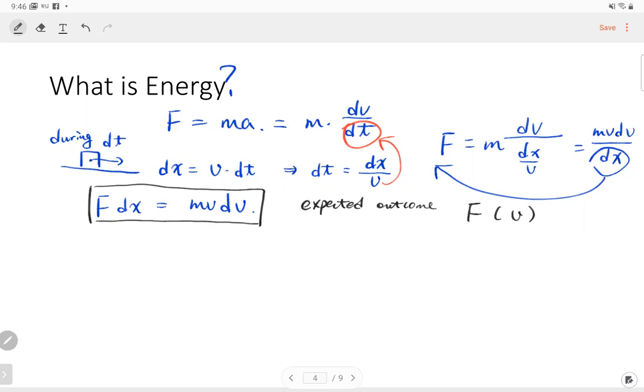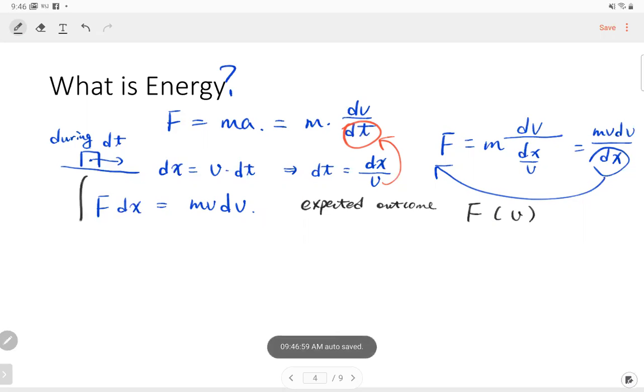Would it be if you divide by dv on both sides? So we're going to integrate on both sides, right? Yeah. So let's do the integration. Because this is a derivative equation, to remove the derivative, we just need to do the integration. On the left side, that's force times dx.